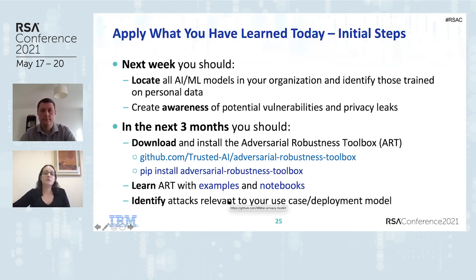So this is what we suggest you do in the next weeks and months following this talk. In the short range, we recommend finding the relevant models, meaning those that were trained on personal data, as well as trying to raise the awareness of the relevant people in your organization regarding these potential risks. In the medium range, we propose to download ART and start learning how to use it using the examples and notebooks provided in the tool. In addition, you can try to identify the most relevant attacks for your use case. For example, black box versus white box.